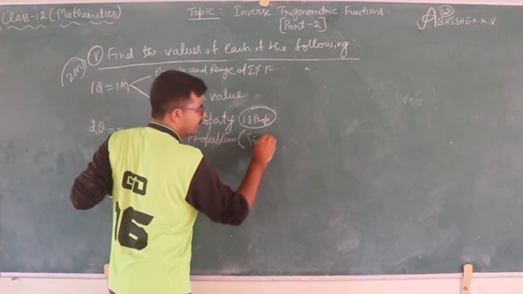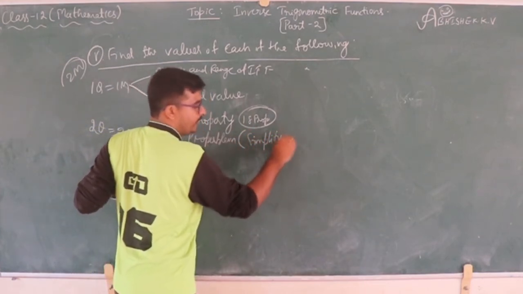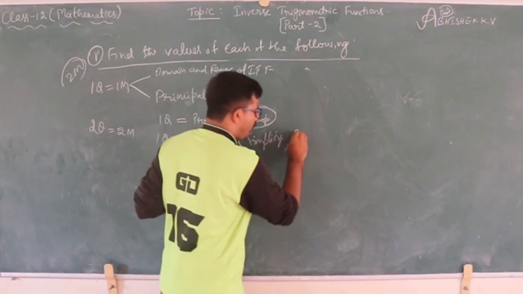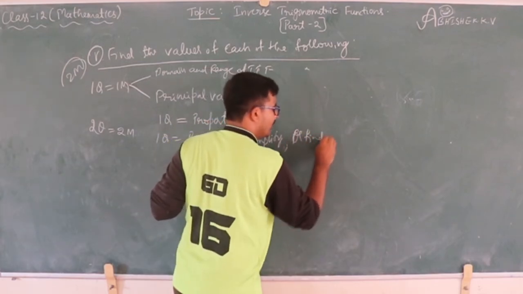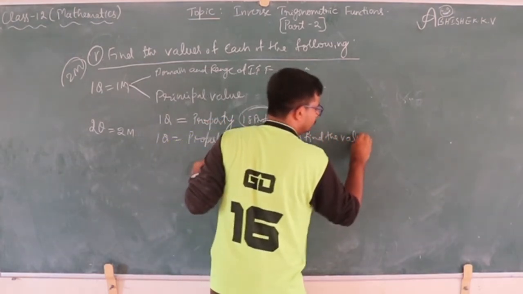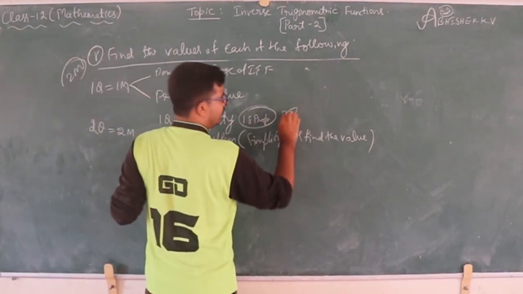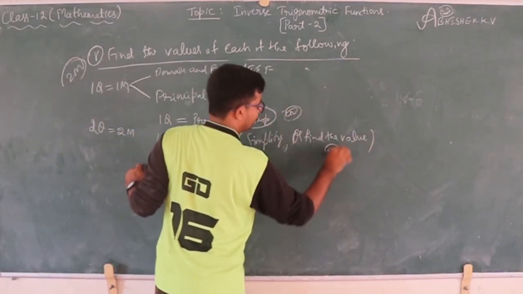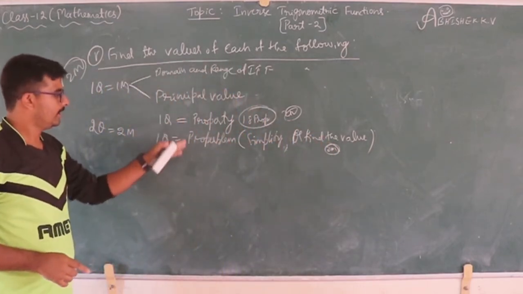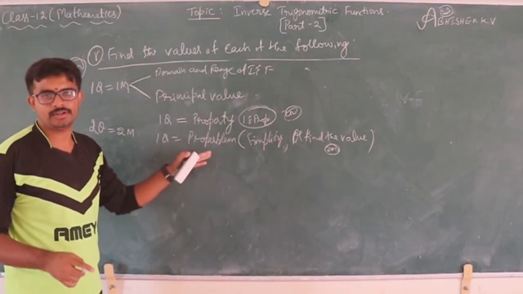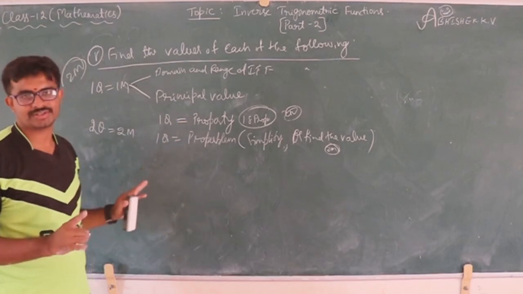The problem is of the 4th type. That is, simplify the following or find the value. Find the value of the following. This is for 2 marks. Again, this is for 2 marks. This is for 1 mark. These are the types, the fields from which you are going to get 2 questions.